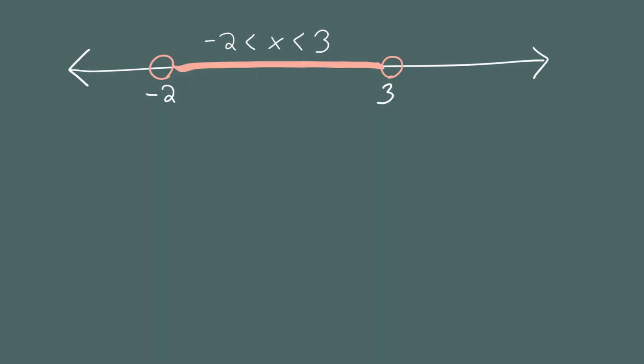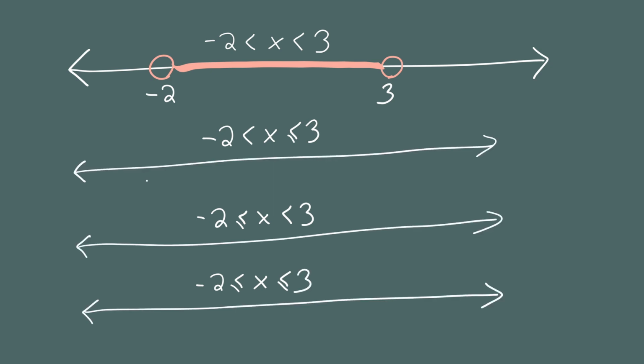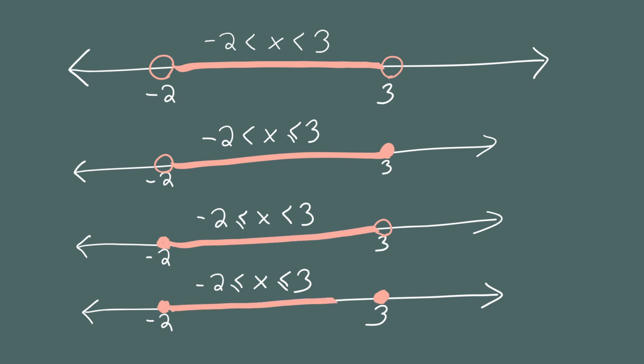Let's look at 3 other examples. -2 is less than x is less than or equal to 3. -2 is less than or equal to x is less than 3. And -2 is less than or equal to x is less than or equal to 3. First, we'll draw a number line for each expression. Next, we'll draw open circles for the less than signs and solid disks for the less than or equal to signs. Lastly, we fill in the region between the points on each number line.